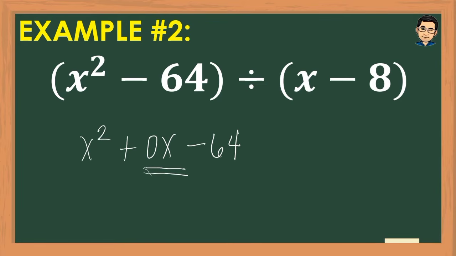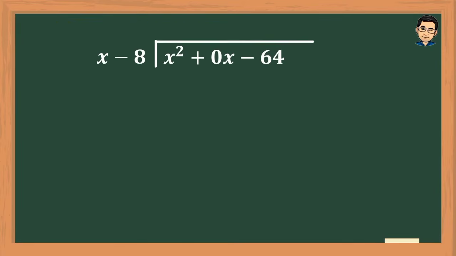Okay, so let's divide. So, ayan po siya. As you can see, x squared plus 0x minus 64. So, yung missing term natin nasa gitna, nakasulat as 0x. So, kailangan po kasi natin yung isulat. Kung hindi, mamamali po yung ating sagot.